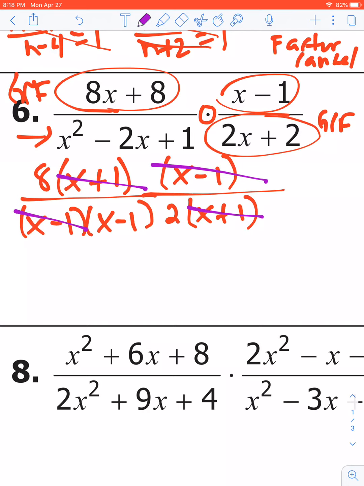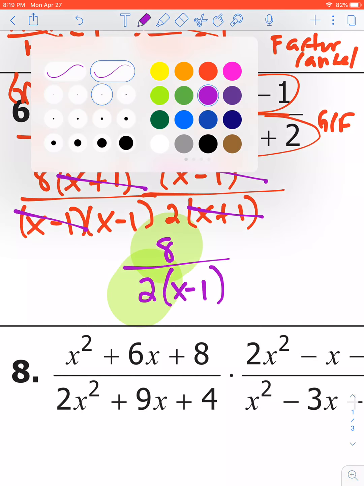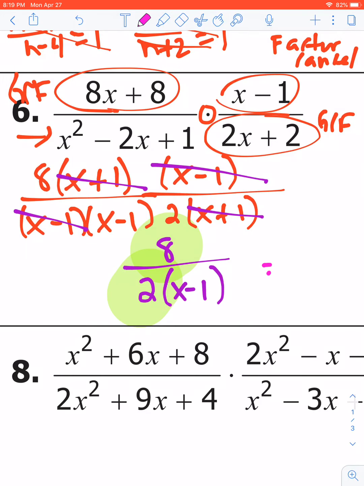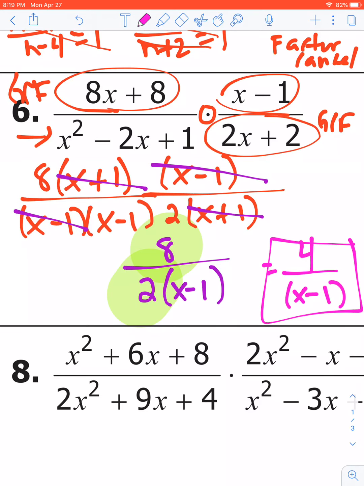So look at the numerator. In the top, I'm left with an 8. And in the bottom, I'm left with a 2 over x minus 1. But I'm not finished because you need to look at the numbers on the outside, and 8 over 2 can reduce. So final answer is 4 over x minus 1.